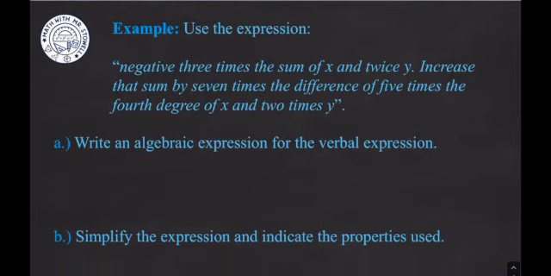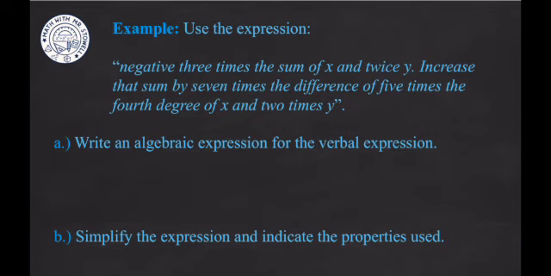Let's look at this example right here. In this example, we want to use the expression negative 3 times the sum of x and twice y. Then we're going to increase the sum by 7 times the difference of 5 times the 4th degree of x and 2 times y. That is a mouthful. That is a lot right there. But if we've been practicing, we should be able to do this one.